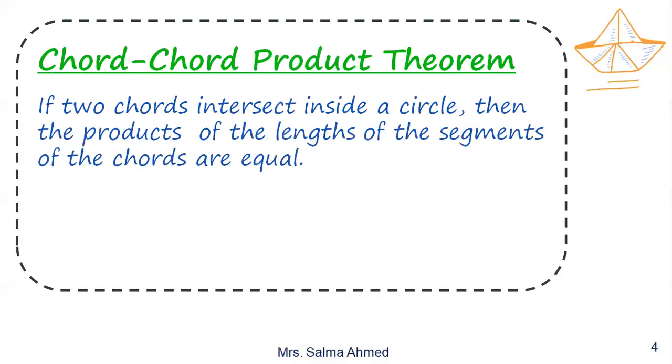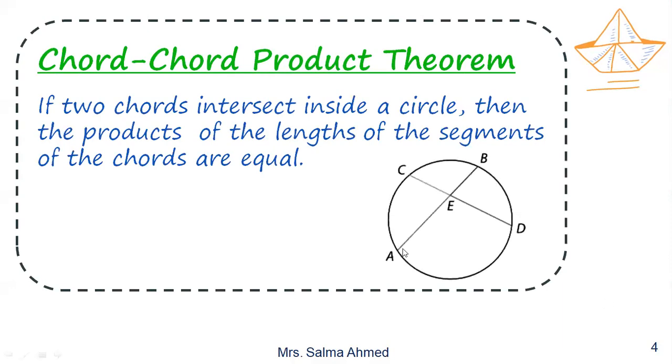The chord-chord product theorem says if two chords intersect inside a circle, then the products of the lengths of the segments of the chords are equal. Here we have the circle, and chord AB and chord CD intersect at E. Each chord is divided into two segments. CD is divided into CE and ED, and chord AB is divided into AE and EB.